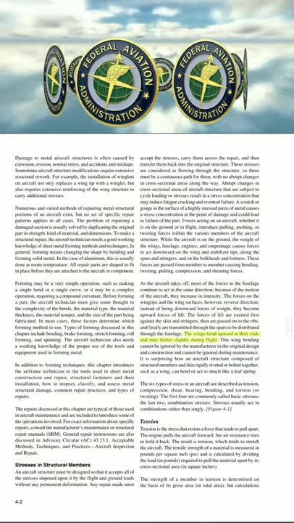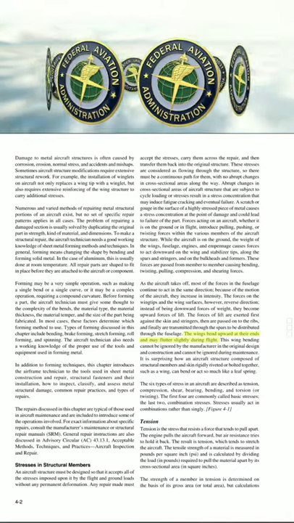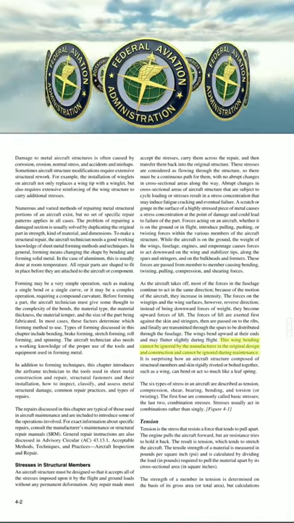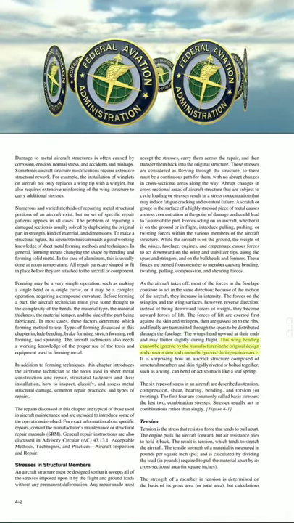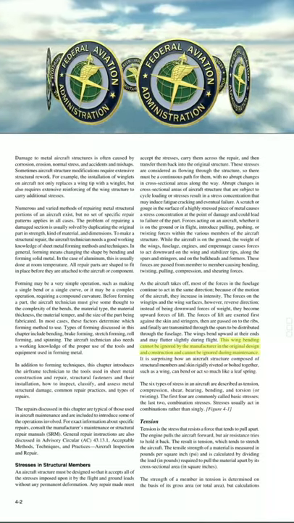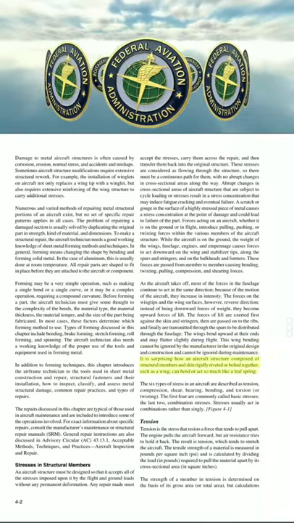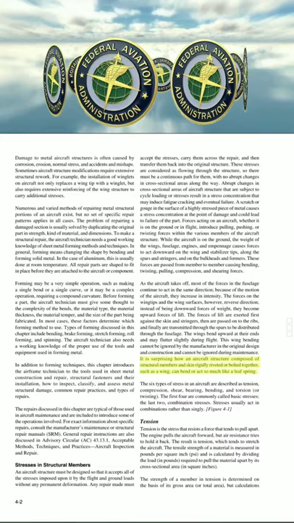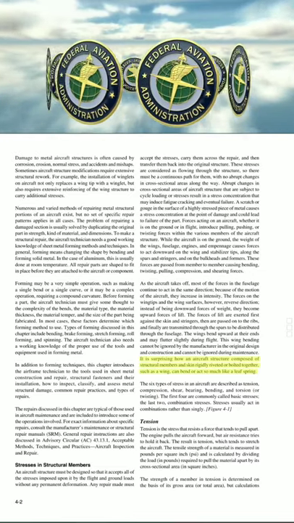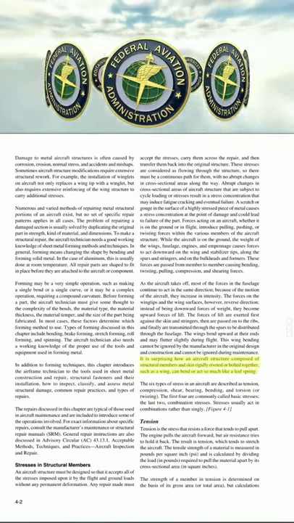The wings bend upward at their ends and may flutter slightly during flight. This wing bending cannot be ignored by the manufacturer in the original design and construction, and cannot be ignored during maintenance. It is surprising how an aircraft structure composed of structural members and skin rigidly riveted or bolted together, such as a wing, can bend or act so much like a leaf spring.